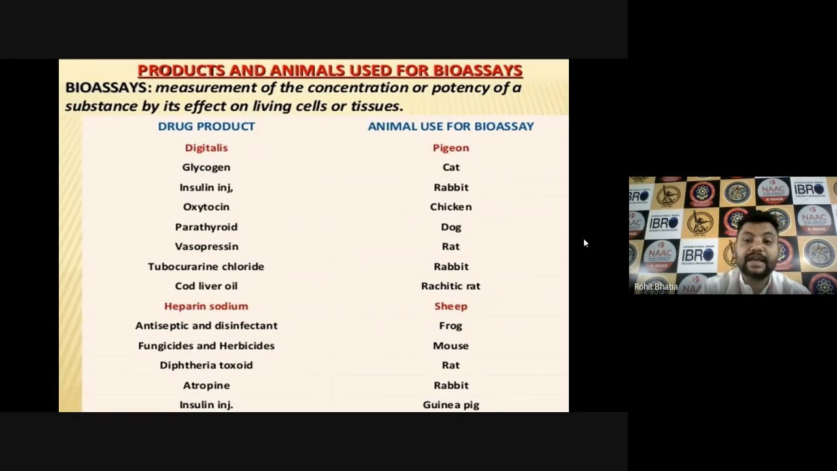There are some animals which are used for bioassay. Like digitalis, they require pigeon; glycogen, they require cat; for atropine, rabbit is required; for insulin injection, guinea pigs are required. So these must be known to you. You can get a direct question from these topics.